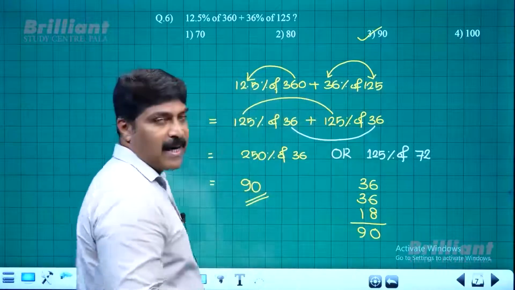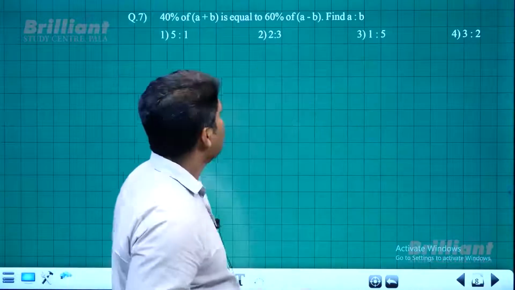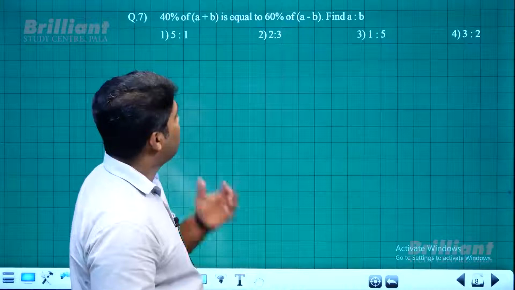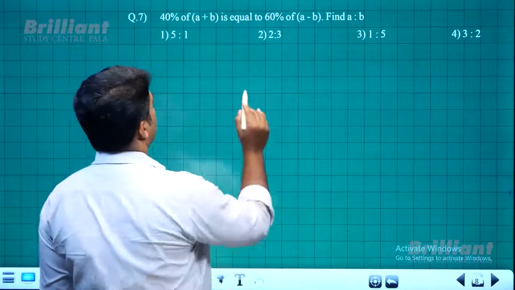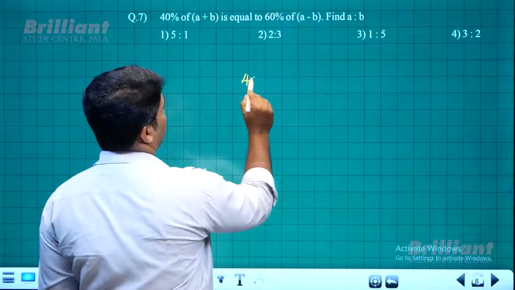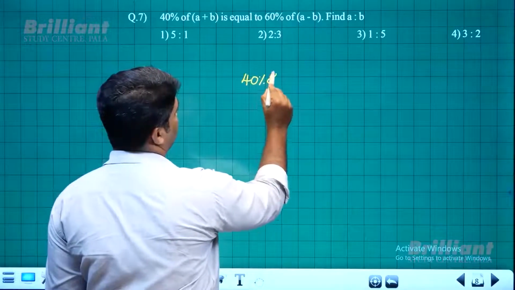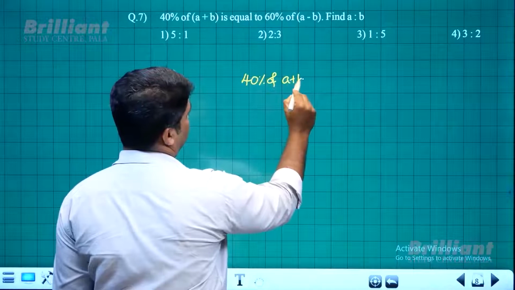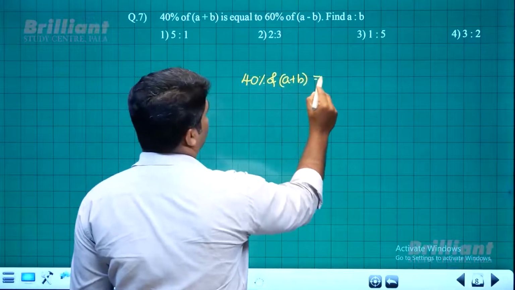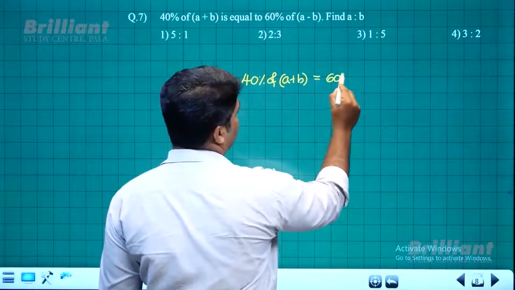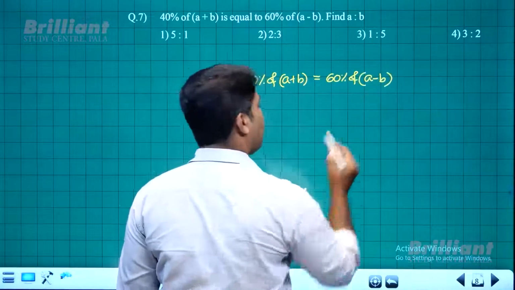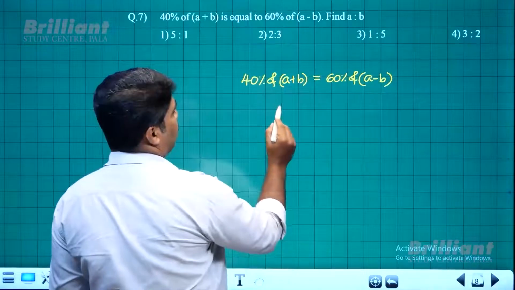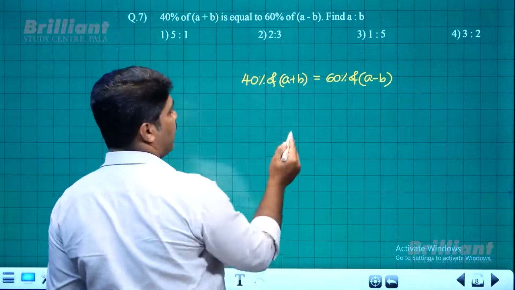The fractional approach is also possible in these types of questions, but it's a beautiful numerical arrangement. Next one, 40% of a plus b is equal to 60% of a minus b. Find a is to b. So here we can write 40% of a plus b, which is equal to 60% of a minus b. Got it? What I am going to write here, we need to find out what is a is to b.